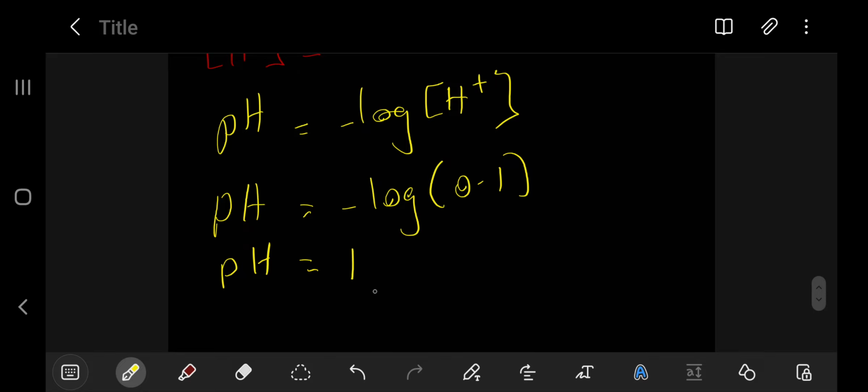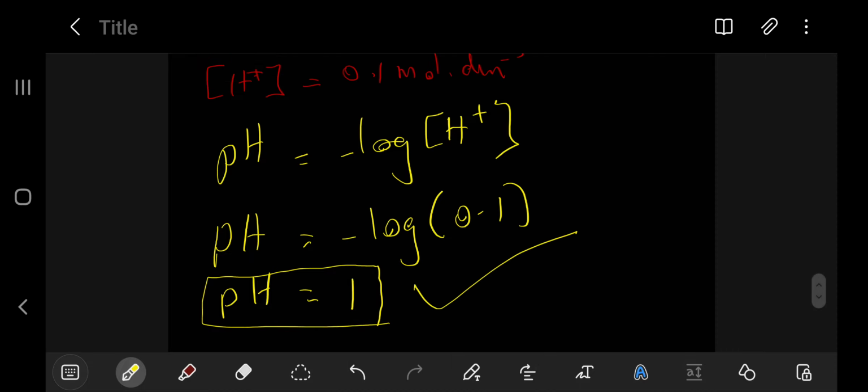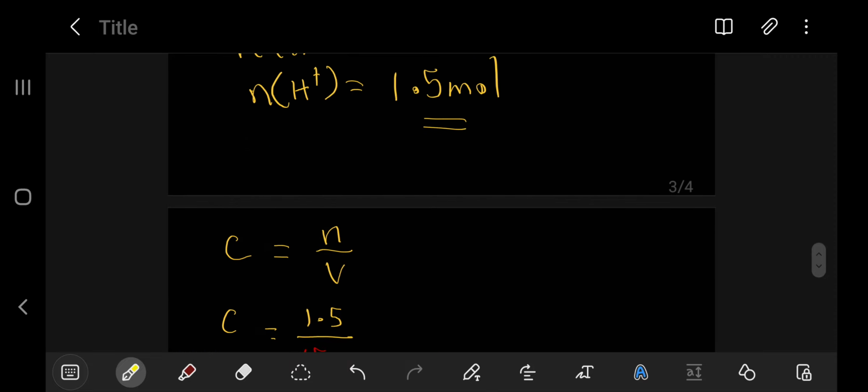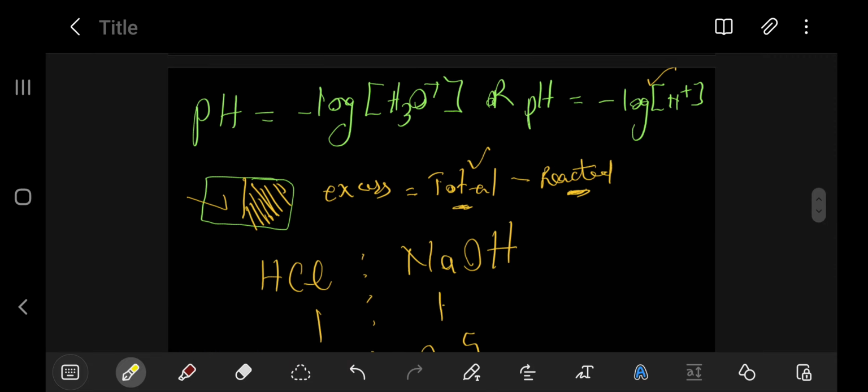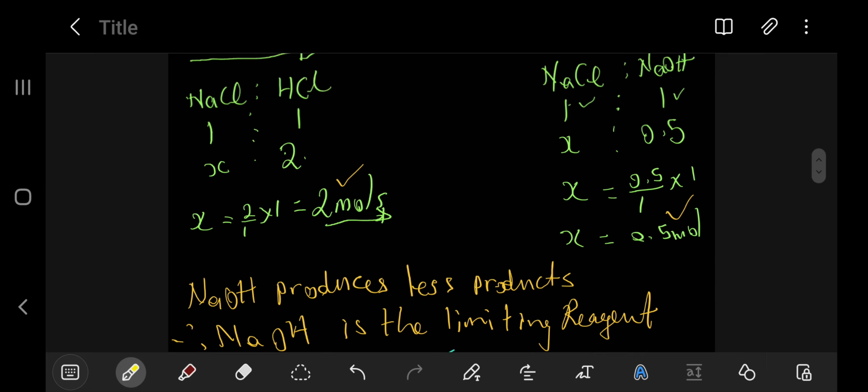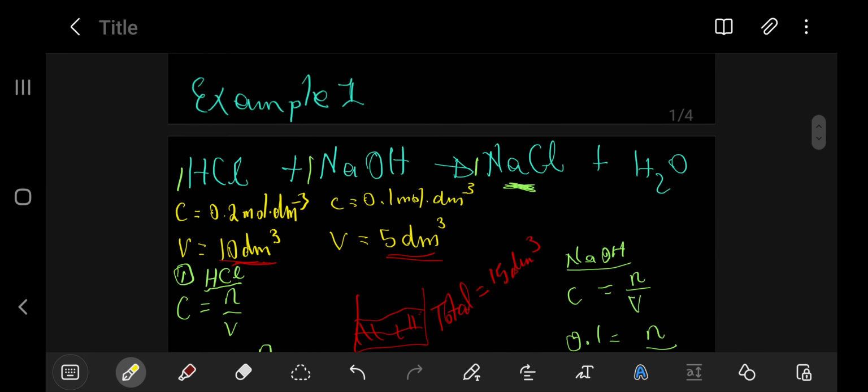And we can see that this pH is less than 7, the pH here is 1, and that is acidic. So it's a lot of information to process, but by practicing, what's happening is we are just reacting an acid and a base and determining the resulting solution, and we also determine the pH of that resulting solution.